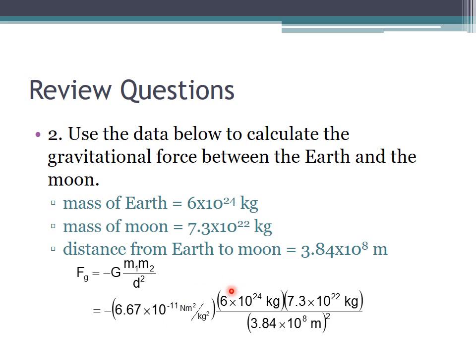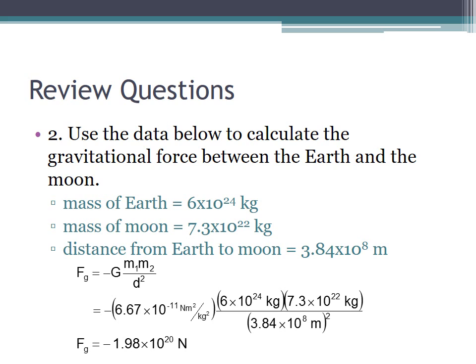And then plugging in our numbers here, the mass of the Earth, 6 times 10 to the 24th kilograms, times the mass of the Moon, 7.3 times 10 to the 22nd kilograms, divided by the square of the distance between them, so 3.84 times 10 to the 8th meters squared. And if you haven't already, go ahead and plug this into your calculator, see if you can get the right answer. The answer I get is negative 1.98 times 10 to the 20th newtons.